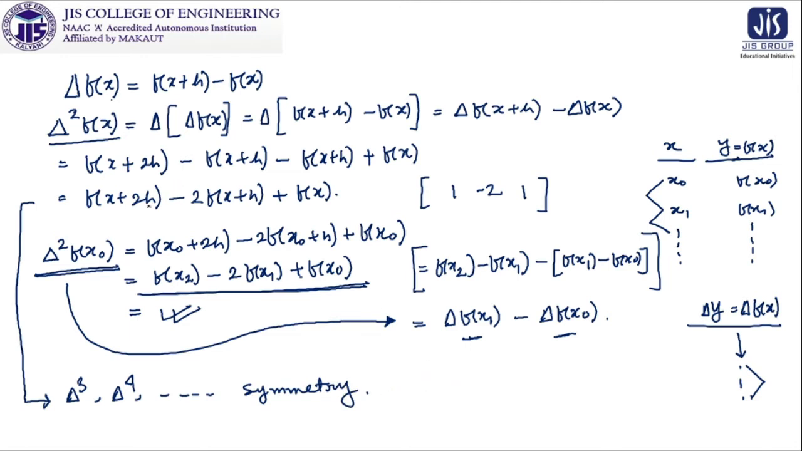One symmetry is that for delta 2 it is 2h, h and only x. So for delta 3 it will be x plus 3h, x plus 2h, x plus h and x. But what will be the coefficients, so that you can claim about their symmetry and you can write the answers directly. So now let us move to the forward difference table.